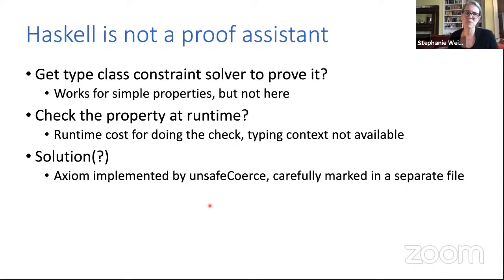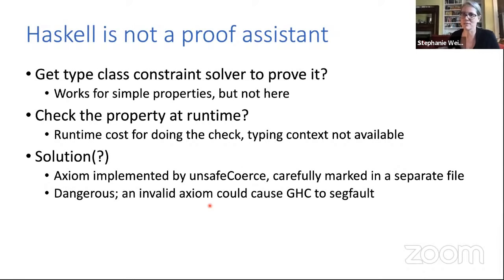The only way forward I can see is to add an axiom, to just tell the type checker, trust me, I know these types are equal to each other. Trust me that they're equal. Use unsafe coerce, but carefully mark that this is an assumption that has to hold for this particular part of the code to type check. Now this is dangerous, I know this is dangerous. If I put in an axiom that said that Int is equal to Bool, GHC could do anything, could segfault, right?